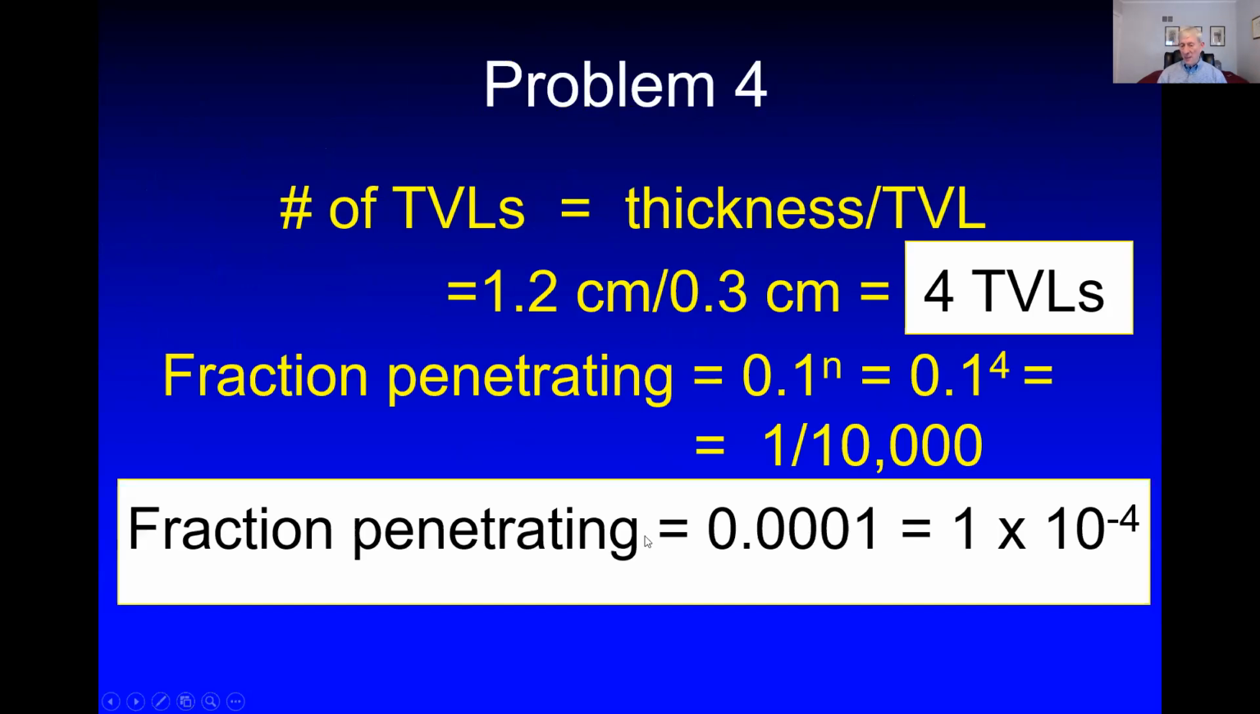We have 4 TVLs, 0.1 to the 4 on your calculator, 0.1, y to the x key 4 equals, and you got a bunch of right answers here. It could be 1/10,000 if you count on your fingers. It could be 0.0001. It could be 1 times 10 to the -4. All of those are correct and equivalent answers.